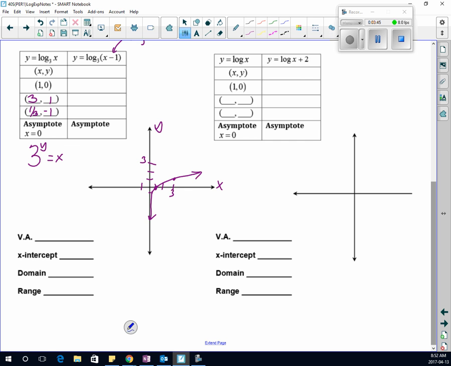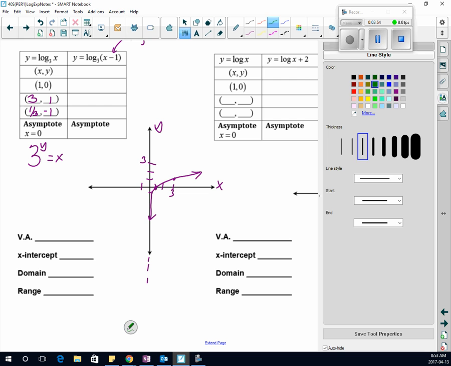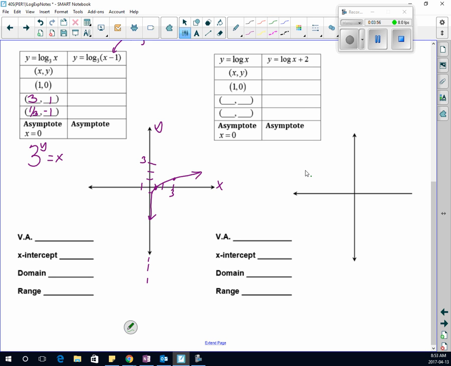Okay, so the transformation is 1 to the right. So I'm going to switch colors here. I'm just going to move those 3 points right 1. So now I'm going to be at 4. I'm going to be at 2, and I'm going to be at, I guess, 1 1/3, right?